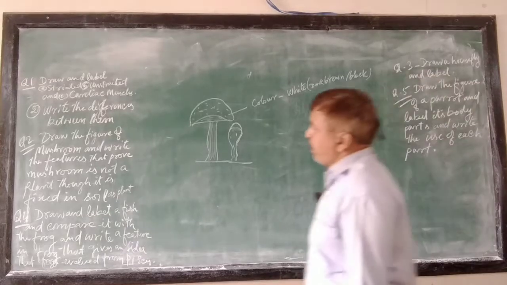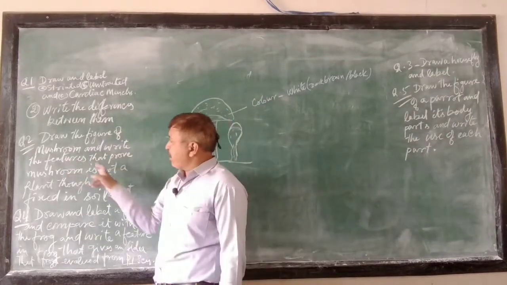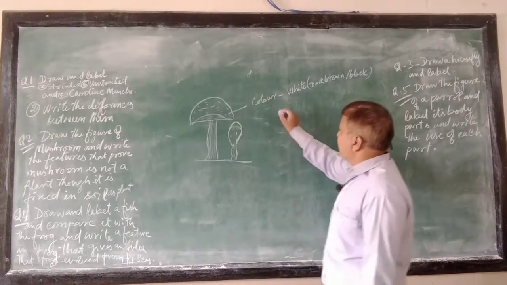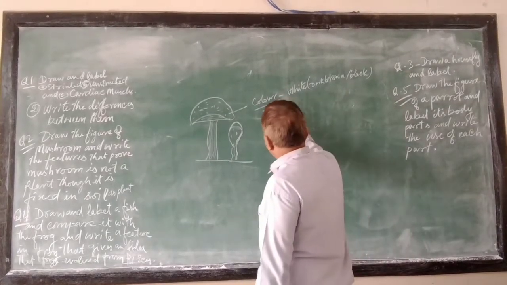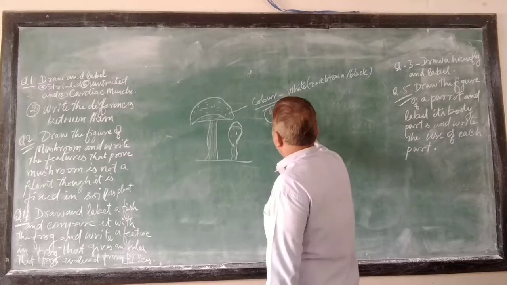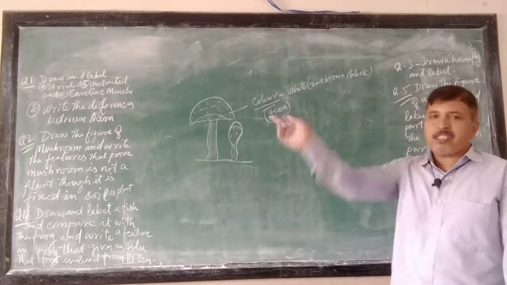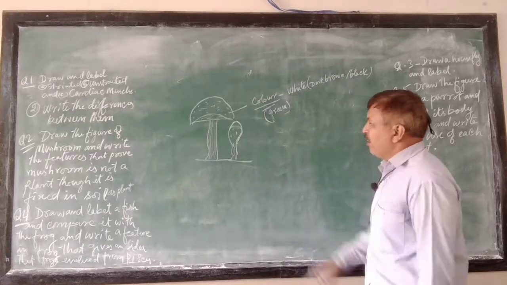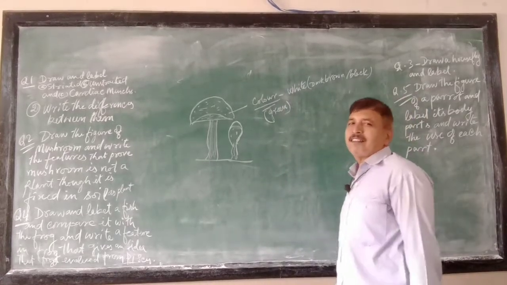So the question is asking, write the features that prove mushroom is not a plant. A plant's color is always green, right? But mushroom is never green. This says this mushroom is not a plant. Clear?